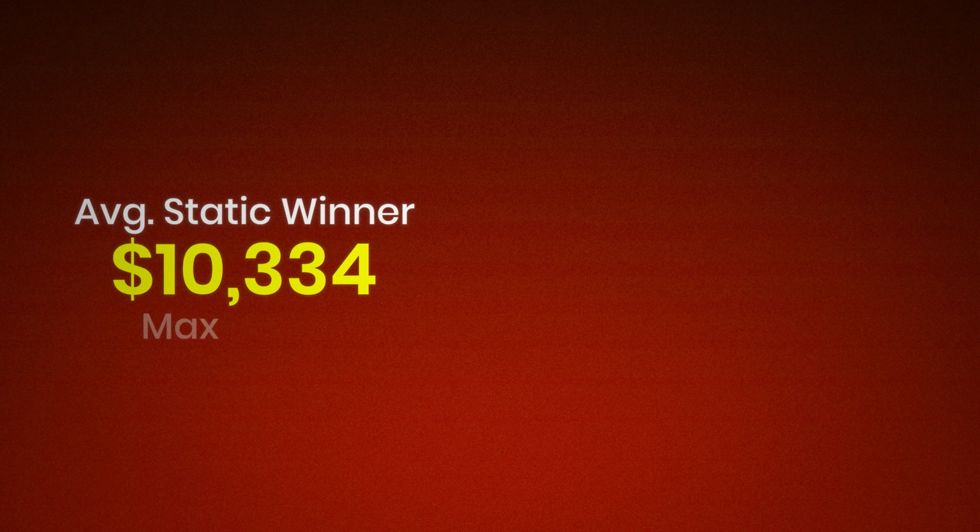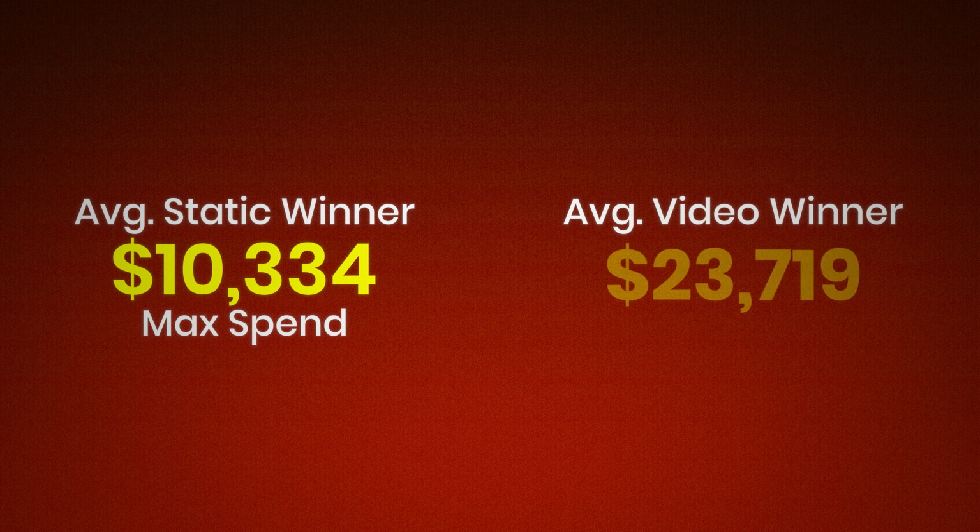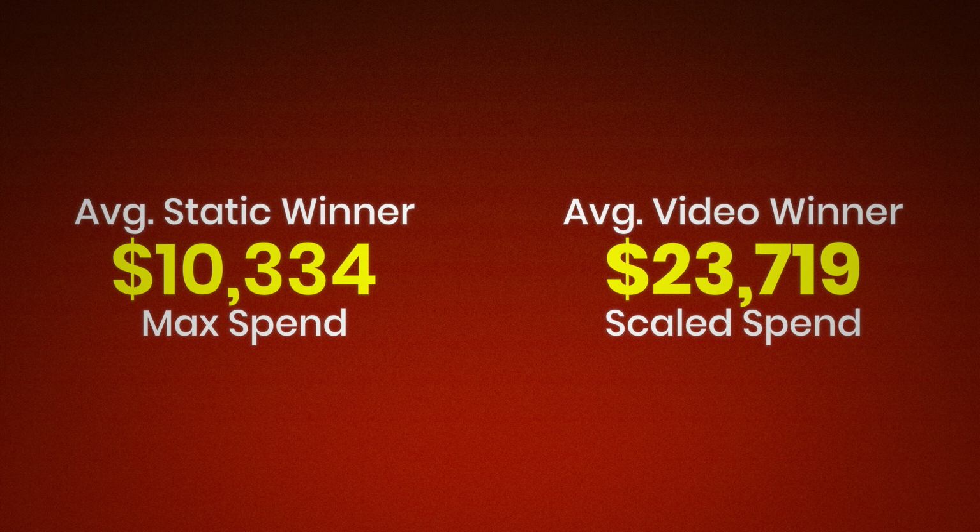Across our portfolio, the average static winner at scale topped out at around $10,334 in spend. But the average video winner continued scaling all the way to roughly $23,719. That means when you find a winning video, you're not just getting a winner, you're getting materially more longevity and scale out of it compared to an image ad. Now, images just fatigue and burn out twice as fast. The longer format is also creating a different buyer, someone who's pre-sold with higher intent and willing to spend more.